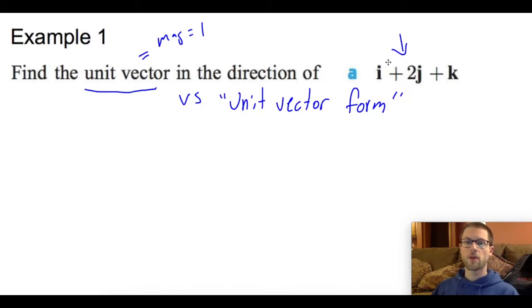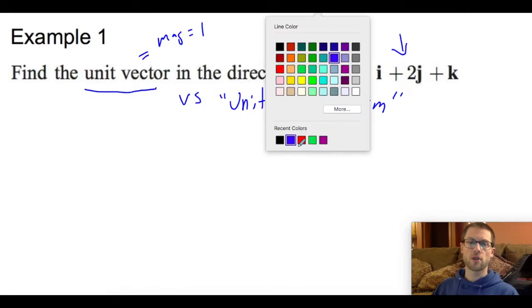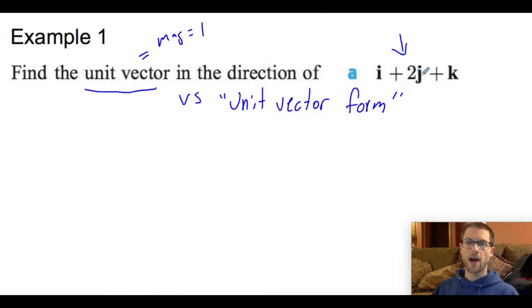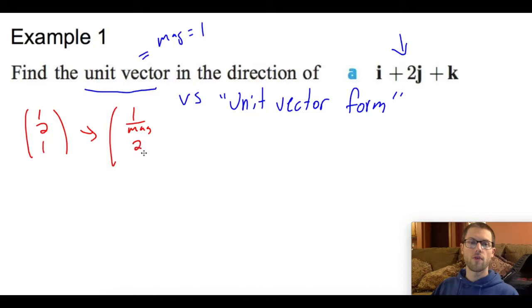So another way of thinking about this is maybe it's a good place to start drawing this in component form. So let's write i plus 2j plus k as a set of components. So this would be 1 and 2 and 1, since this is 1i and 2j and 1k. And if I want to find the unit vector in this direction, really what I'm doing here is I'm taking each one of these components, 1 and 2 and 1, and I'm dividing it by the magnitude of this vector.